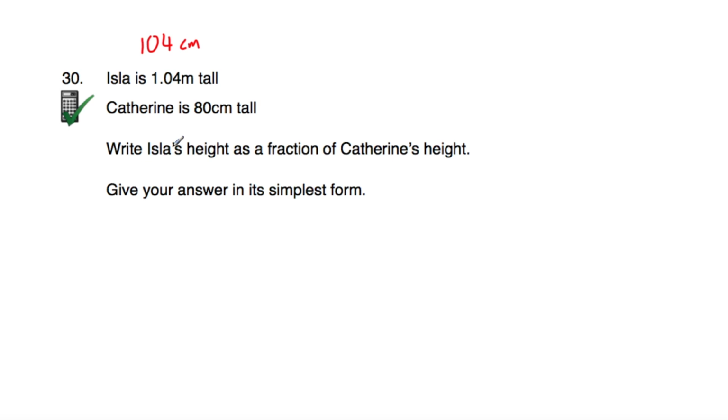So we've got Isla's height and we've got Catherine's height. Well, we want to write Isla's height as a fraction of Catherine's height, so Catherine's height is going to go in the denominator, so that's 80. And then Isla's height is going to go in the numerator, so that's going to be 104 on the numerator. So this is a top-heavy fraction.